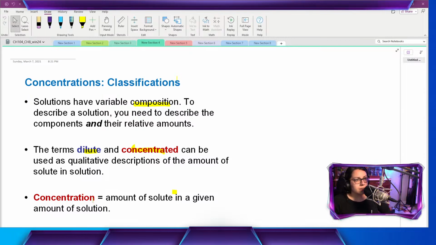And so now we need to get into the details. So the math, right? How do we actually make these solutions? How do we quantify them? How do we express those quantities so that other scientists can understand what we mean? How can we communicate and share this information? And then, of course, do the stoichiometry.